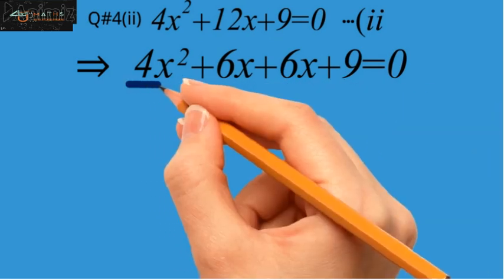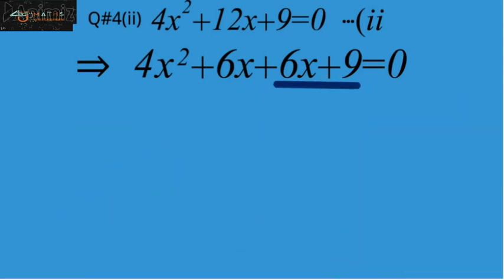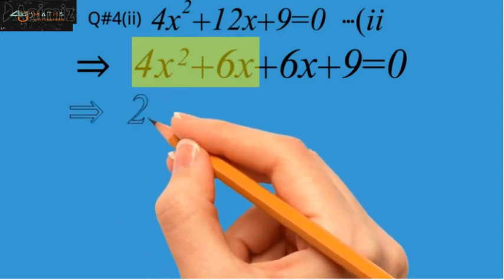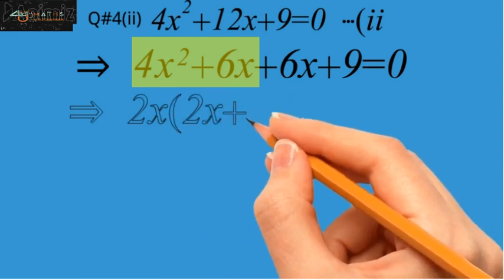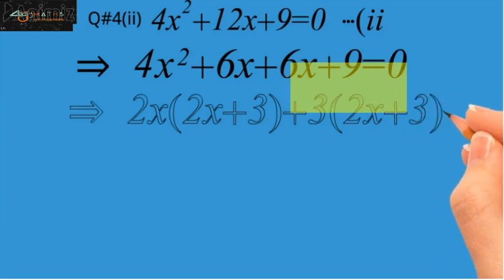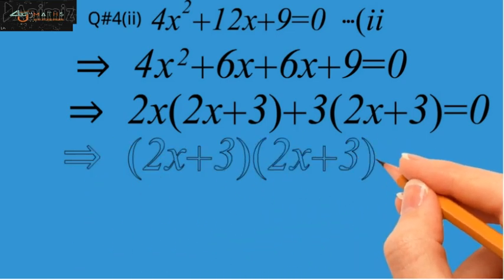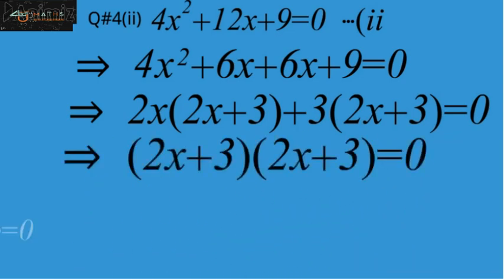So in the first 2 terms we have 2x as a common factor, while in the second 2 terms we have 3 as a common factor. So taking out these common factors, we have 2x into 2x plus 3 plus 3 into 2x plus 3 is equal to 0. Here again 2x plus 3 is a common factor. So we have 2x plus 3 into 2x plus 3 is equal to 0.